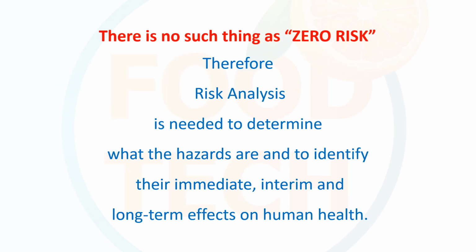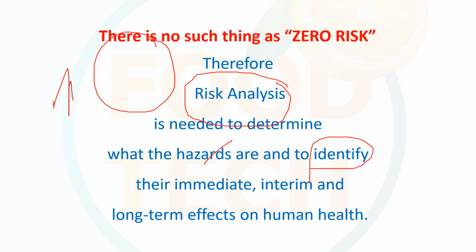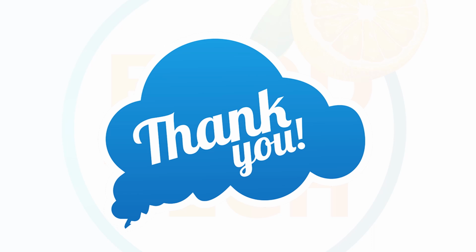You can go through this, and yes, there is no such thing as zero risk. Risk is always there. Risk analysis just has to be done in the best way: first we should identify the hazards, and then we should take precautions or measures so that their effect is reduced to zero and does not affect human health. The main aim is this. To conclude, there is no zero risk, but you can control and avoid the hazards. So that was all about HACCP.